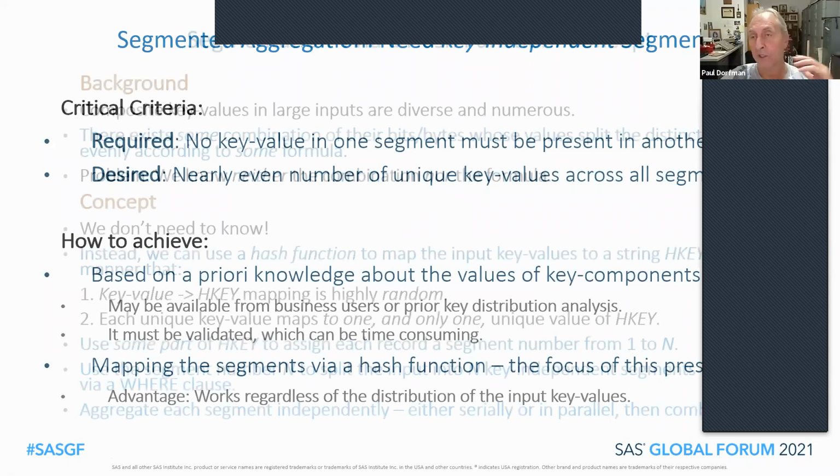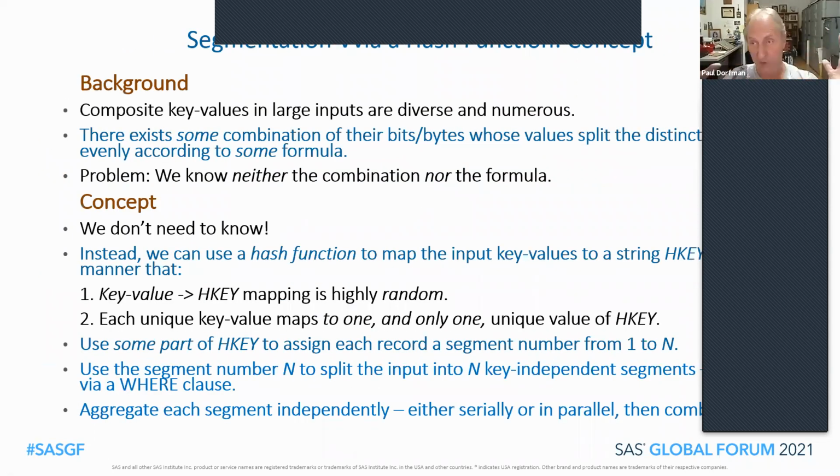Normally, if you deal with real data, the composite key values in large inputs are diverse and numerous. What it logically means is that within those key values, there exists some combination of their bits or bytes whose values split the distinct key values more or less evenly according to some kind of rule or formula or algorithm. We know that this kind of rule is there, but we don't know what it is. So that's the problem, because we know neither the combination nor the formula, and there is no business rule that says, do it this way.